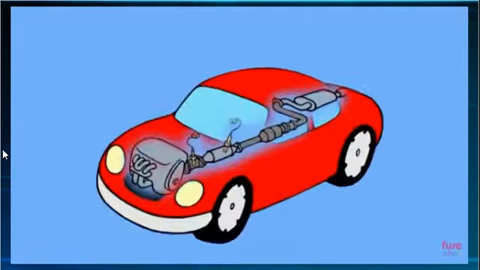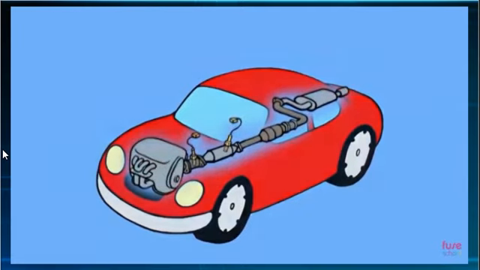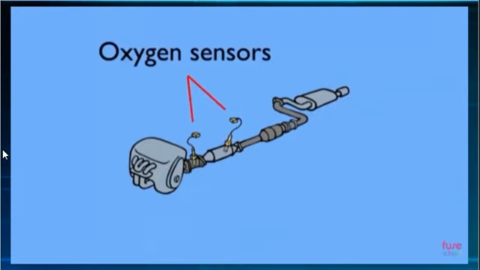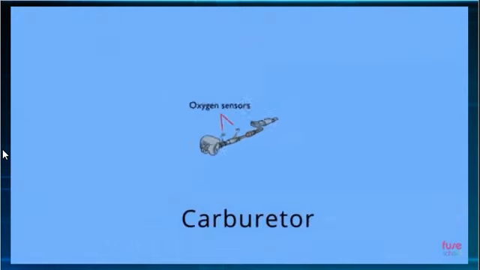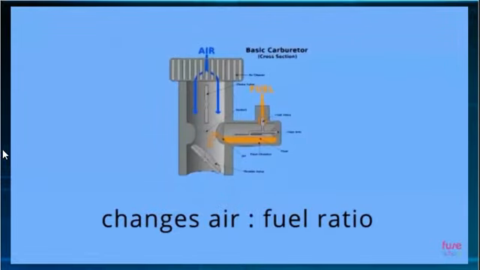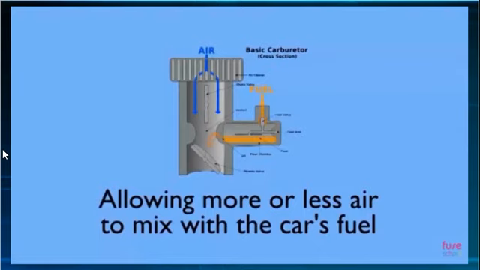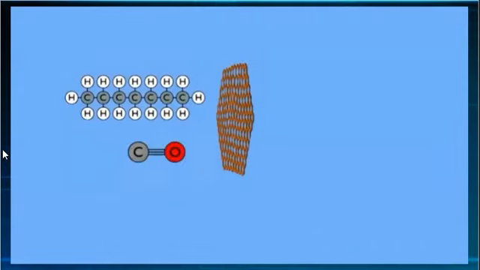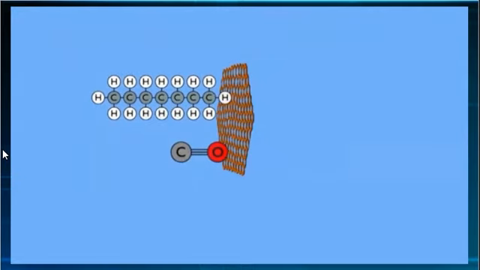Finally, the catalytic converter is able to monitor the level of oxygen in the exhaust stream with an oxygen sensor. This sensor is linked to an automatic control system which adjusts the carburetor in order to change the air to fuel ratio. This allows for more or less air to mix with the car's fuel before it enters the cylinders. This ensures that there is just enough oxygen in the exhaust to allow for the oxidation of unburned hydrocarbons and the carbon monoxide.